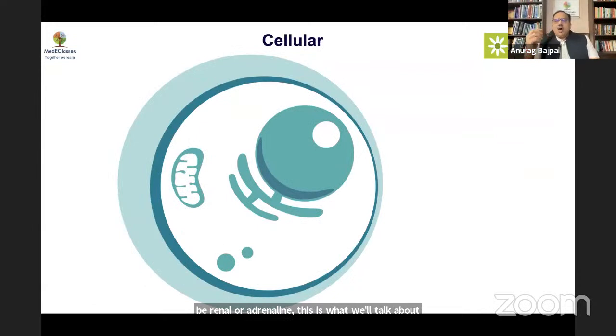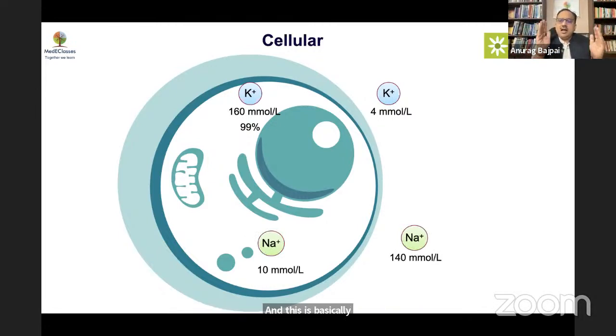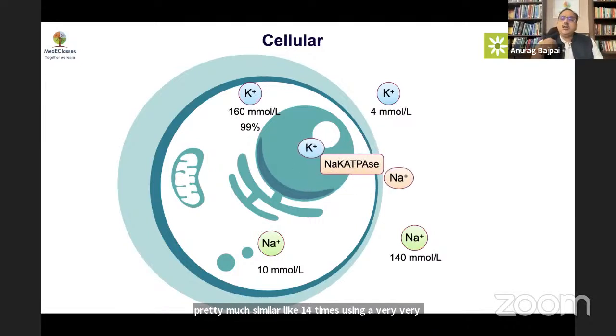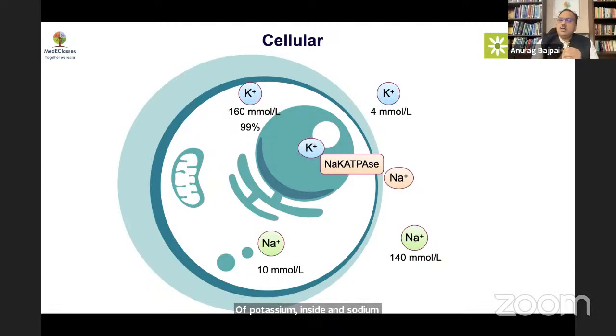Now, as a large amount of potassium is in the cells, we need to understand the cellular flux of potassium. We know that the potassium concentration in the cells is around 40 times more than the plasma, and around 99% of all potassium is inside the cell. This gradient is maintained against a sodium gradient as well, which is pretty much similar, like 14 times, using a very important sodium-potassium ATPase, which is the active transport system, which eats up a lot of the body's ATP, and which allows this exchange of potassium inside and sodium on the outside. And this channel becomes very, very important.